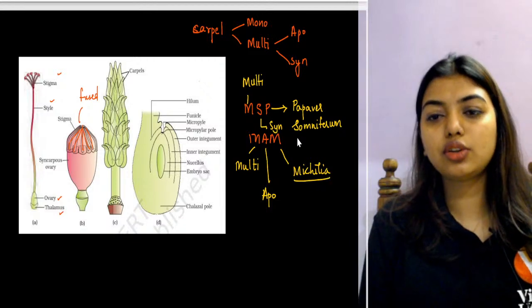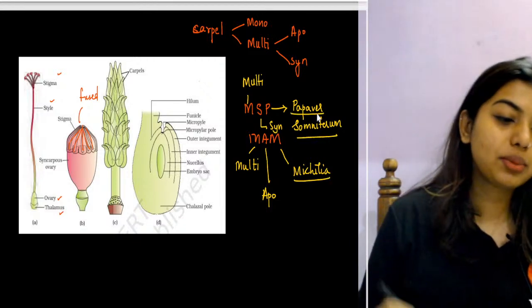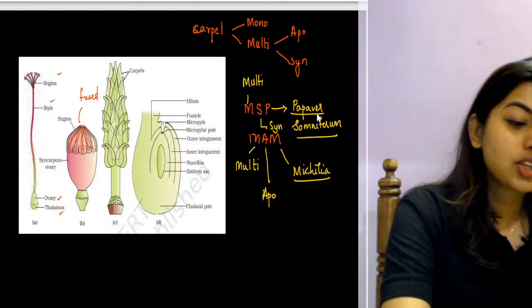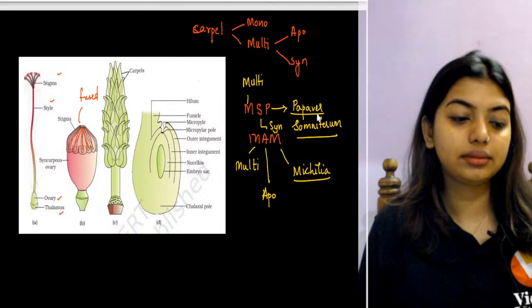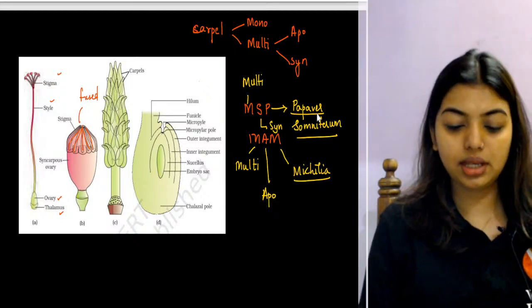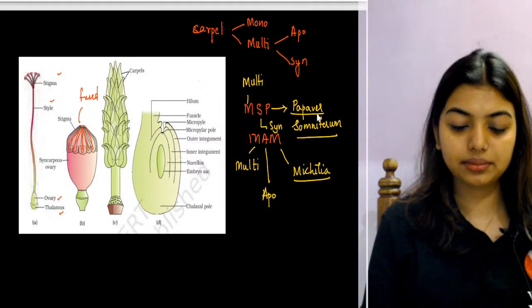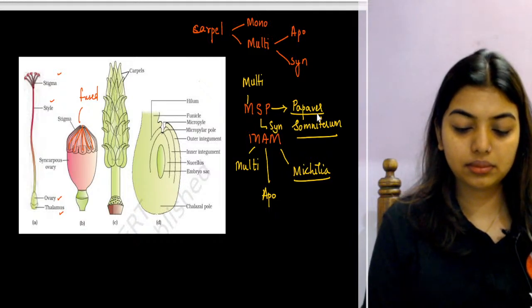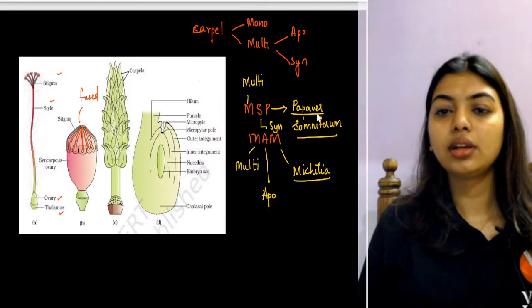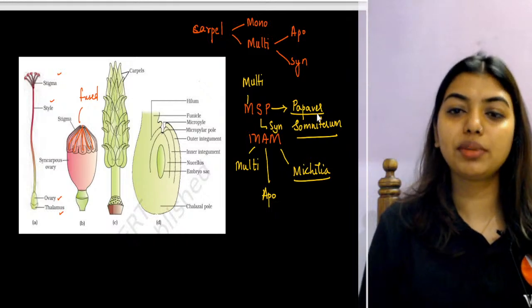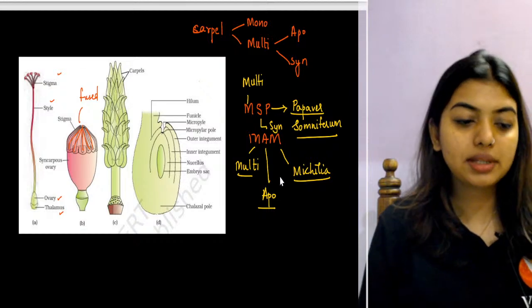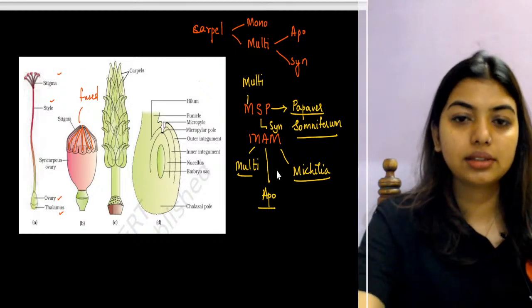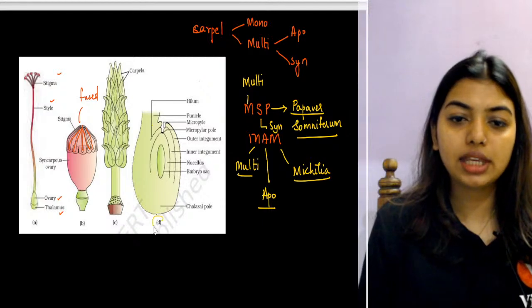Okay, so these are the two examples that you have to remember. Papaver somniferum you have studied in the drugs chapter as well, so you can remember that. Got it? Yes or no? So MSP, Papaver somniferum. Okay, M for multicarpellary, apocarpous, Michelia. Done.